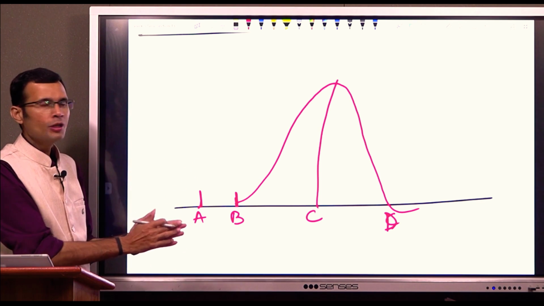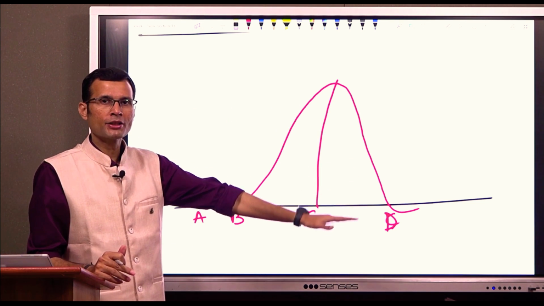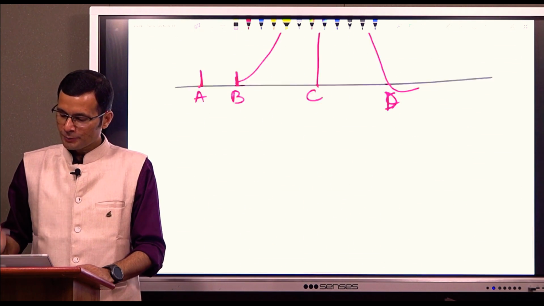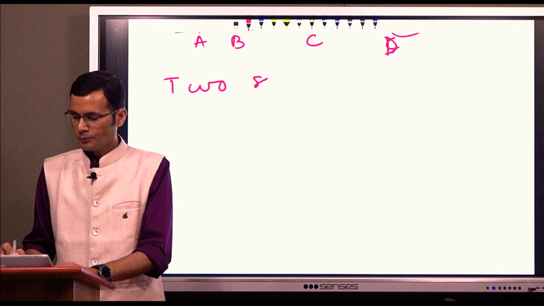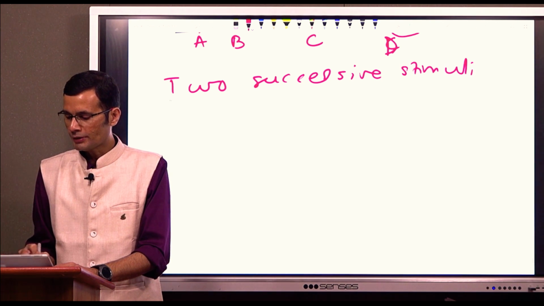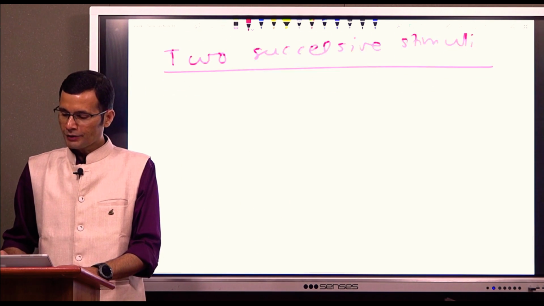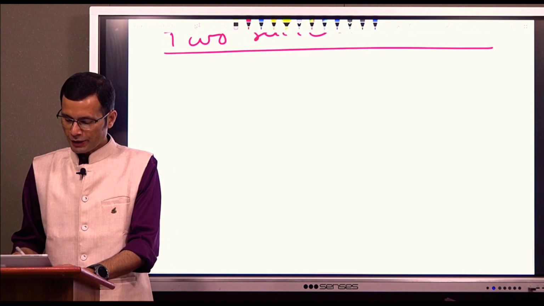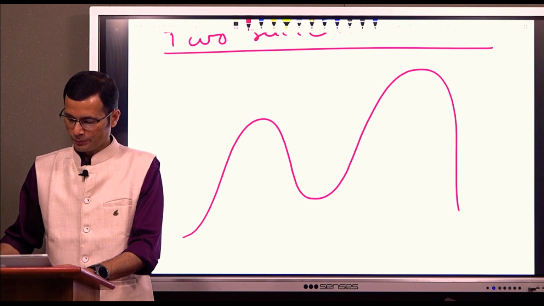Now, so far so good. We gave one stimulus. We obtained one single contraction followed by relaxation. Fine. Now, next what I do is I apply two successive stimuli. Two successive stimuli were applied to this muscle. Two quick stimuli, one after the other. What do I get? Two contractions followed by relaxations. I get a record like this. Two contractions.